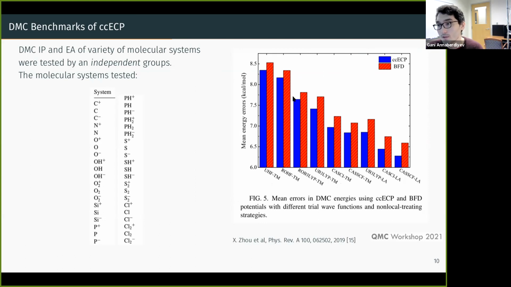And you can see that consistently the errors of CCECP are smaller than BFD. Although that's a small improvement, it's very consistent. And as you can see, the mean error itself actually goes down as you go to more and more accurate trial wave functions.